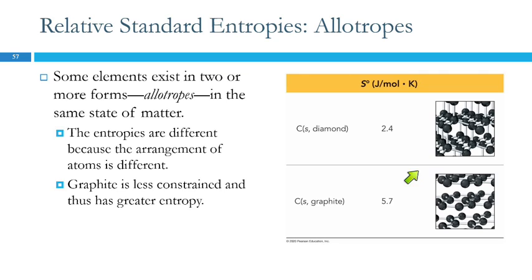In graphite, we have layers. Here's one layer, another layer, another layer. Within the layer, the carbon atoms are covalently bonded to each other. But the individual layers are held together only by intermolecular forces, like induced dipole forces or London forces, which are very weak. And that's why graphite is slippery, right? Because the layers slide very easily. So the graphite is less constrained, and so it has greater entropy. Here, these carbon atoms are more tightly fixed in place, and so that has lower entropy.